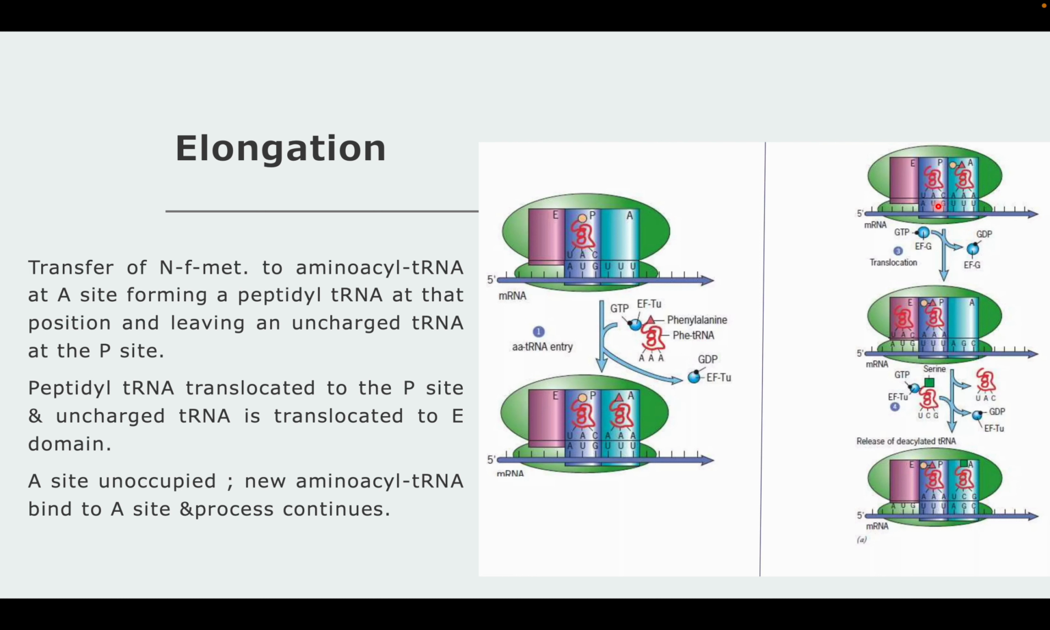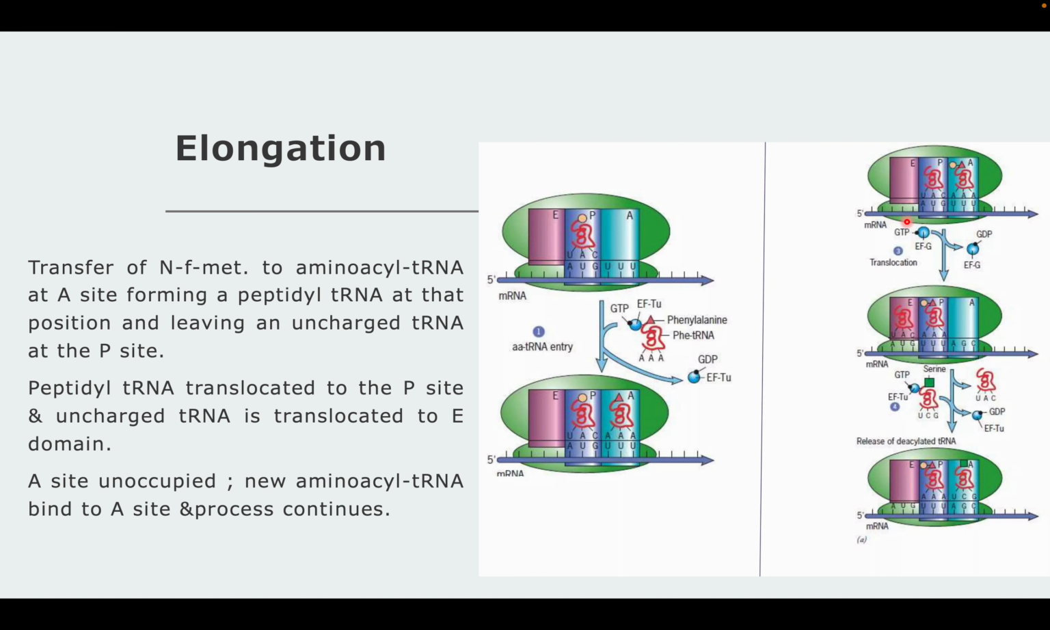During translocation, this uncharged tRNA moves to the E site, the exit site, and the tRNA with two amino acids moves to the P site. This happens by another factor, EF-G-GTP, which uses hydrolysis as an energy source to move the tRNA. So now when the next tRNA comes, we have the A site empty, and the same process continues until we reach termination. So this is how the elongation happens.